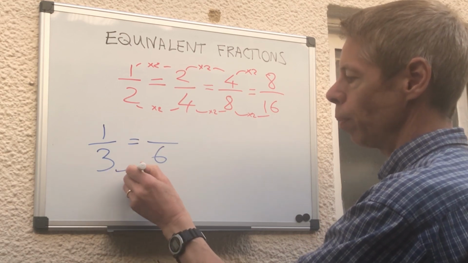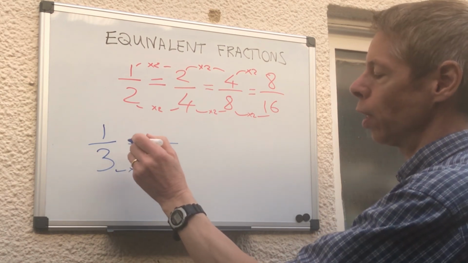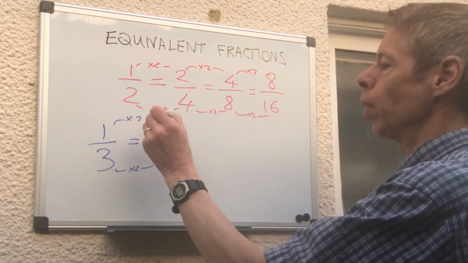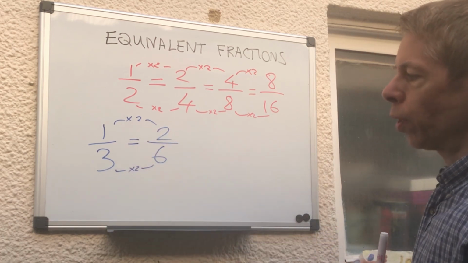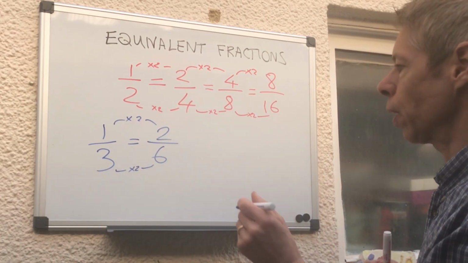Again, we've multiplied by 2. So 1/3 times 1 by 2, you get 2/6. So 1/3 is equivalent to 2/6.